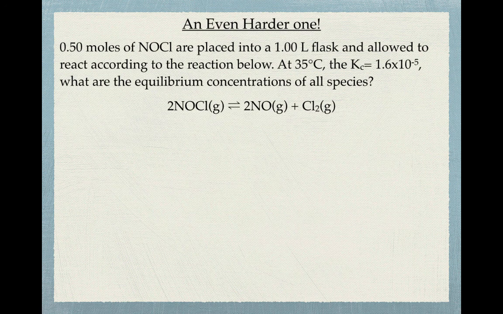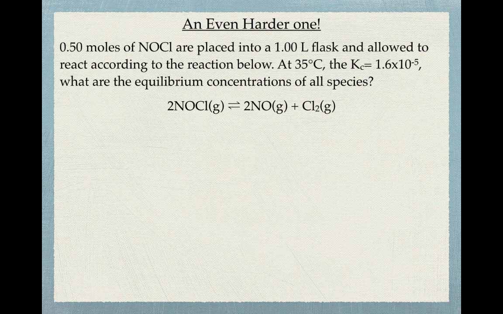And now an even harder type of equilibrium constant problem. So here we're given a number of moles of NaCl. They're placed into a 1 liter flask. So we're not given the concentration, but we're given the number of moles and the volume, so we can calculate the concentration. Since we just have a 1 liter flask, the number of moles of NaCl is going to be equal to the concentration of NaCl, since 0.5 divided by 1 is going to be 0.5. So we're given a Kc here, and it's pretty small, 1.6 times 10 to the minus 5.